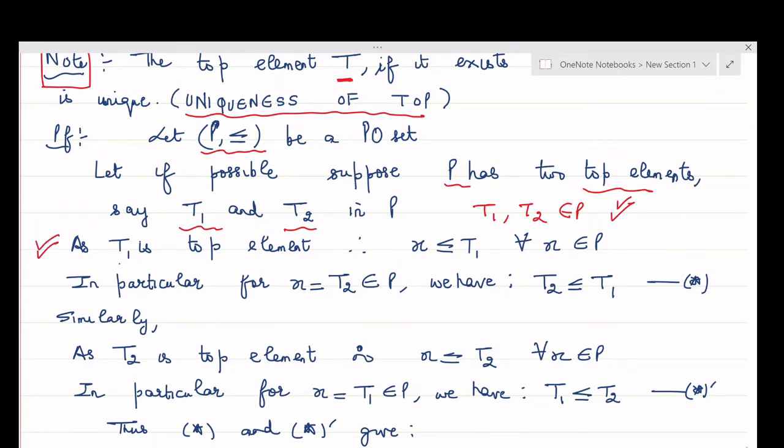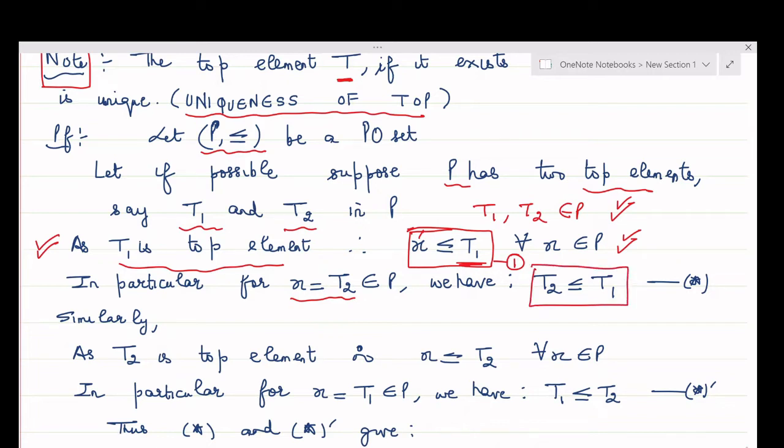Now first of all, because T1 is a top element, by the definition of top element, T1 must be greater than every element of P, which means that every element x of P should be less than or equal to T1. This particular statement, which I am calling 1, should hold for every x belonging to P. In particular, it should hold if you take x as T2, because T2 is also an element of the partially ordered set P. So replacing x by T2, you have that T2 is less than or equal to T1. This is one relation that we get, which we are marking as star. So here you have used the fact that T1 is a top element.